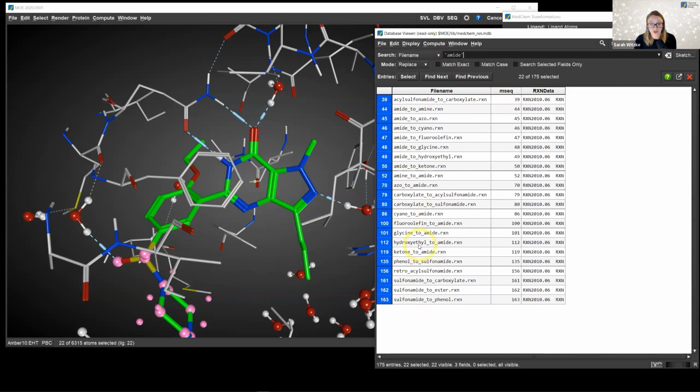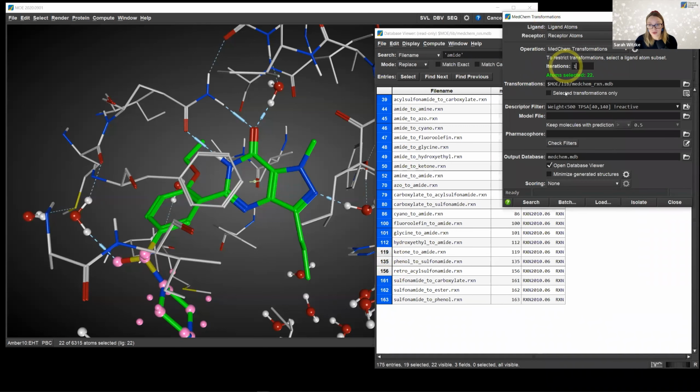And if there's some of them you don't want to use, maybe some of these retro ones, you can simply toggle them off, right? Go back into the panel and toggle on selected transformations only, and it will only run that subset of transformations. Again, as I mentioned, you can of course have them in a separate database or a separate folder as well.